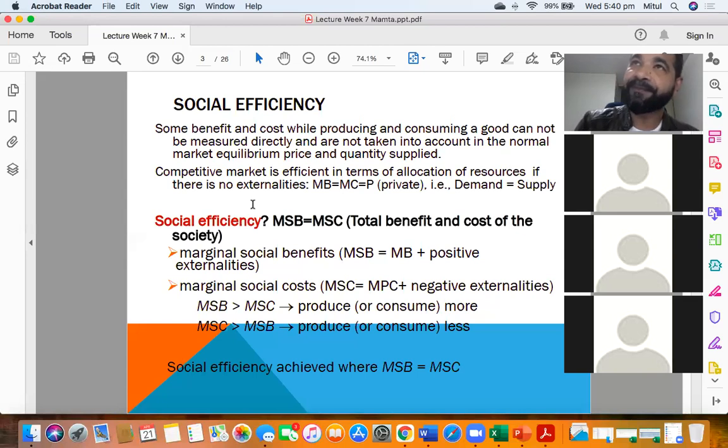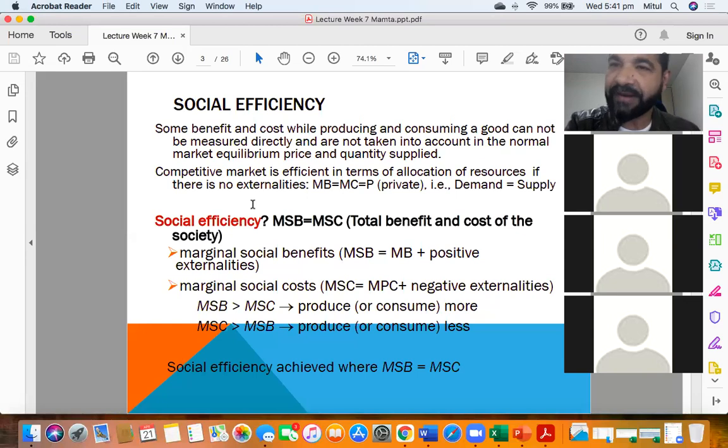When you produce or consume something, this consumption or production has an impact on society. It could be good, it could be bad. If it is good, it is a positive externality. If it is bad, it is a negative externality.